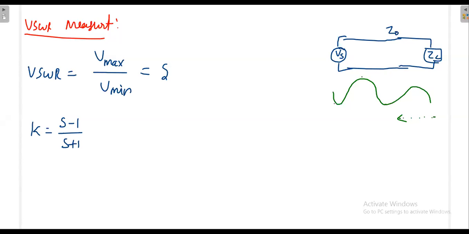In the VSWR measurement, from the standing wave pattern, once you move your line from load to source, your meter will show the maximum voltage and somewhere the minimum voltage. You note down the voltage and you know what S is. Once you know S, from S you can calculate K, the reflection coefficient, from this formula.